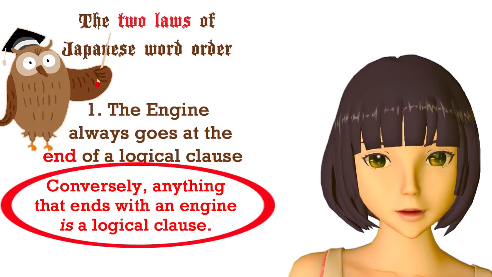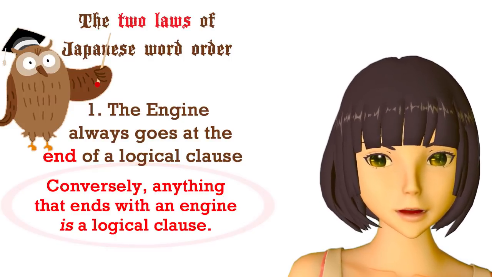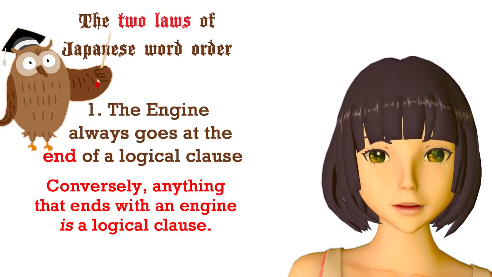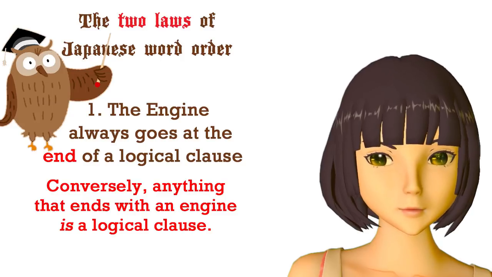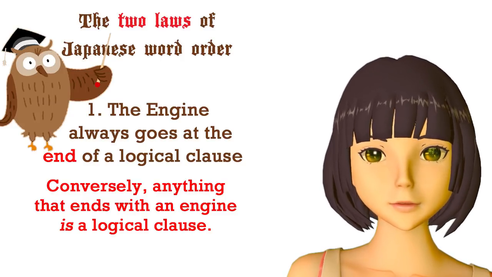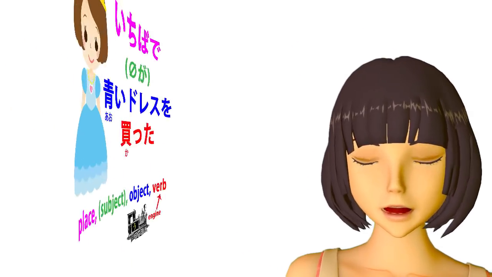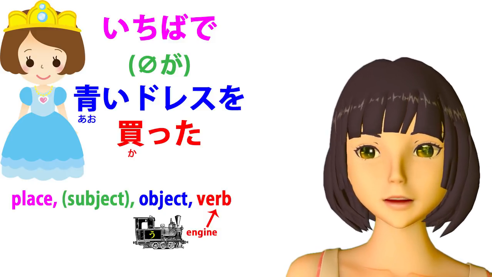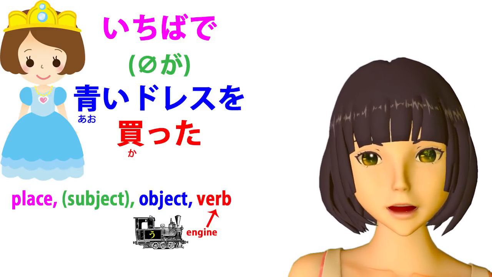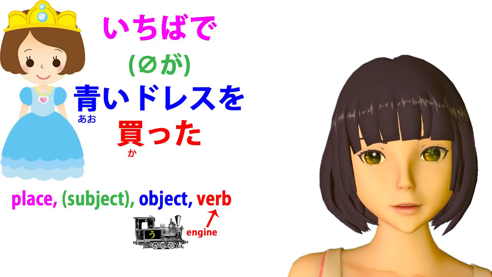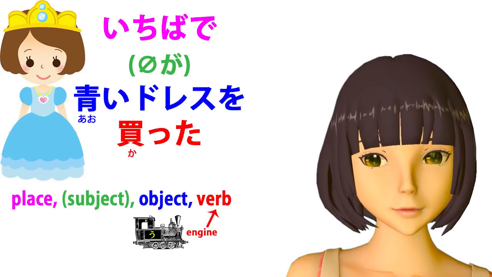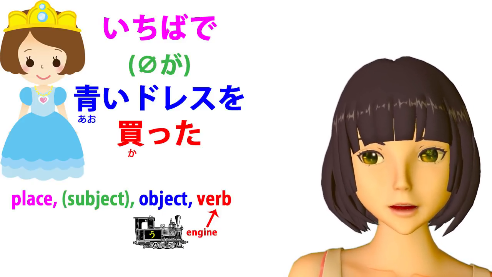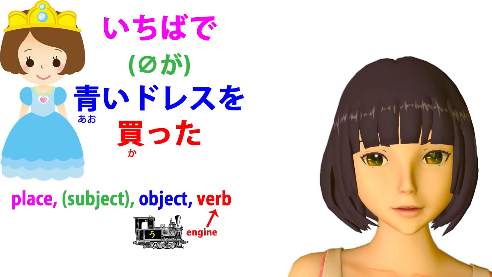But if it's turned around in any way, if it's ending in a noun and not in an engine, then we know that the noun at the head of that clause is a modified noun and the clause is not functioning as a logical clause. Let's take the example we've been looking at. If we say, Ichiba de aoi doresu o katta, we're saying, I bought a blue dress at the market. And we know that that's a logical clause because of rule 1. So this is a logical clause ending with an engine. It's an A does B clause. I bought a blue dress at the market.